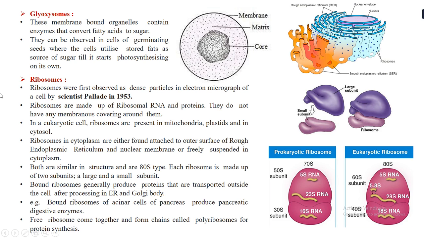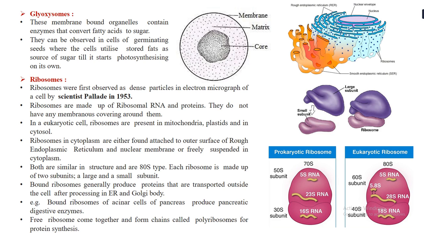Now ribosomes were first observed by a scientist named Palade in the year 1953, and he observed the ribosomes as a dense particle in the electron micrograph of a cell. Ribosomes are made up of ribosomal RNA and protein, and they do not have any membranous covering around them. In eukaryotic cells, ribosomes are present in mitochondria, in plastids, and in cytosol in a free form also.